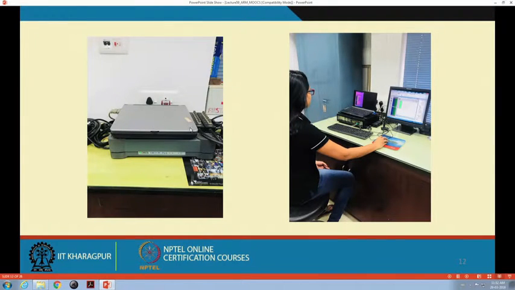These are some of the FFT analyzers. This is one FFT analyzer. This is another FFT analyzer, where we are doing signal analysis. And we have a few more, which are dual channel FFT analyzers.